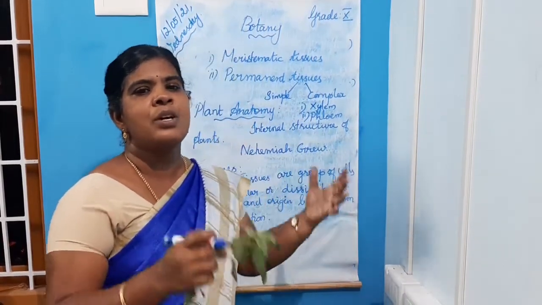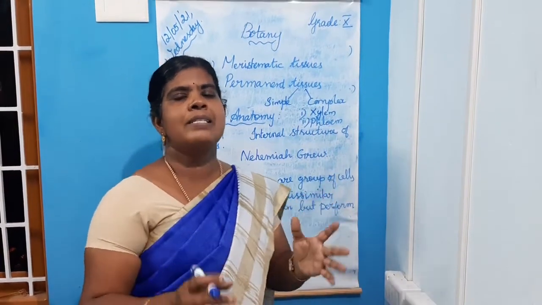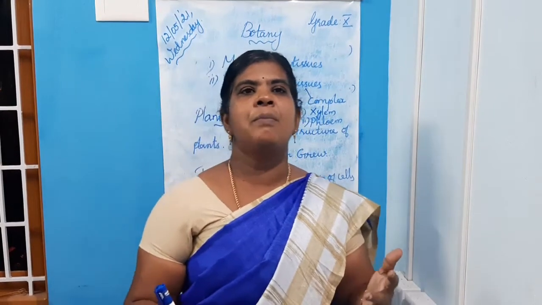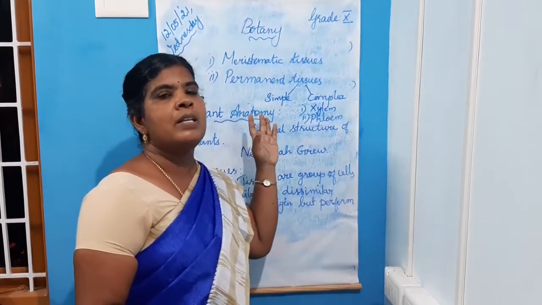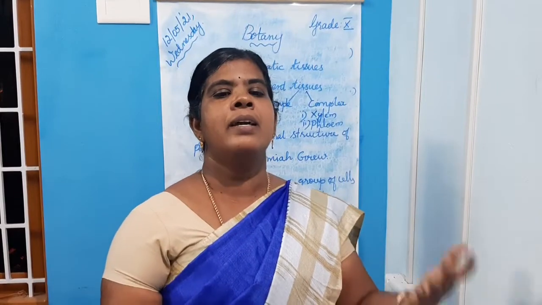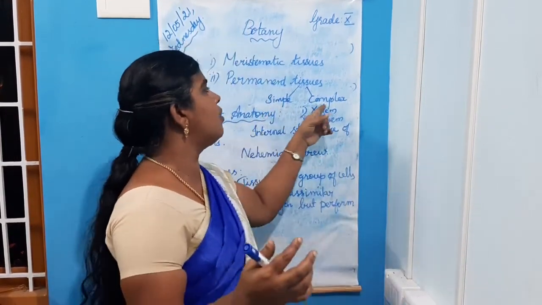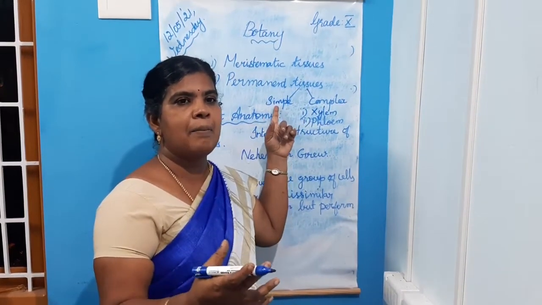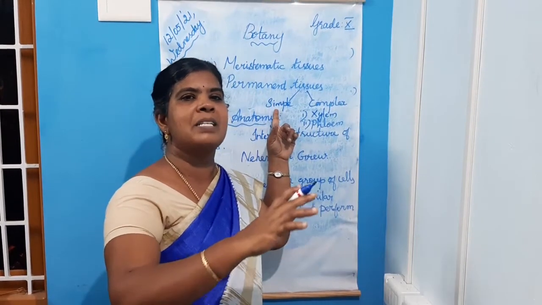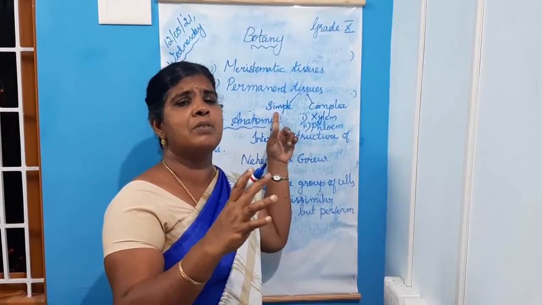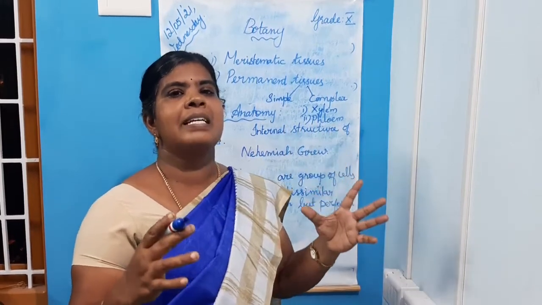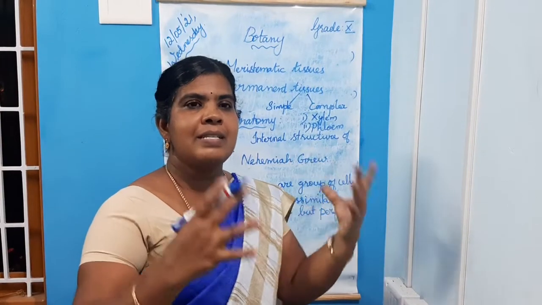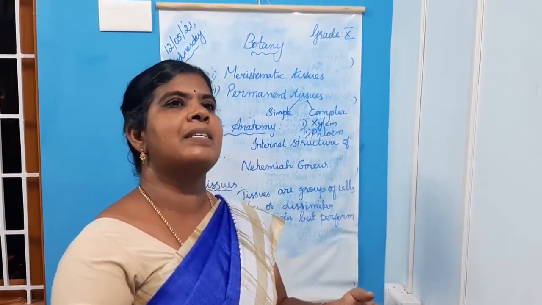What are tissues? Tissues are groups of cells that are similar or dissimilar in structure and origin but perform similar function. What are the two types of tissues? Meristematic and permanent tissues. These meristematic tissues are actively dividing tissues which are responsible for the growth of a plant. Permanent tissues are of two types, simple and complex. Simple permanent tissues are parenchyma, collenchyma and sclerenchyma. Parenchyma cells are present in almost every part of the plant body, especially the soft parts. Collenchyma and sclerenchyma cells give mechanical support to the plant, especially in the hard parts of a plant.